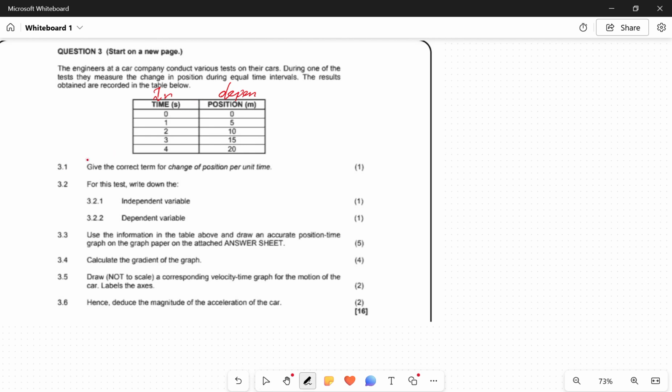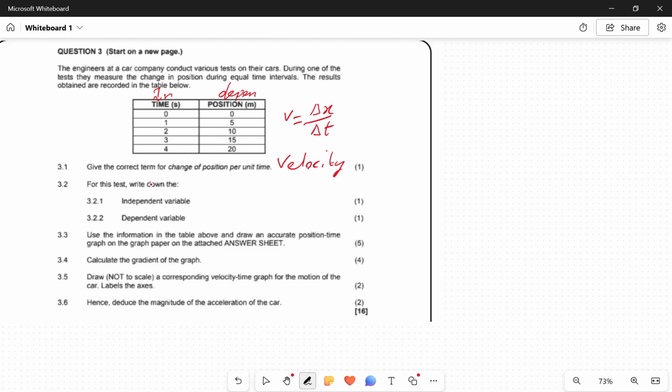On 3.1, they say give the correct term for change of position per unit time. Change of position per unit time. What is that? The correct answer, guys, is going to be velocity. Okay, the correct answer is velocity. Now we move on to 3.2.